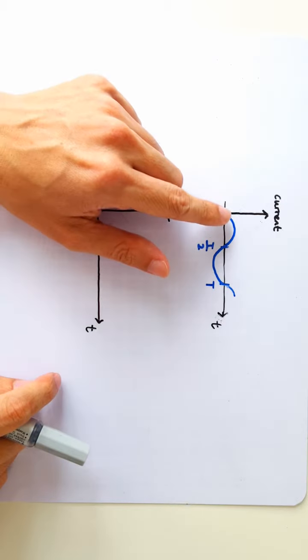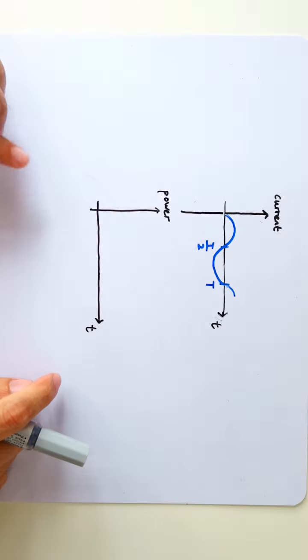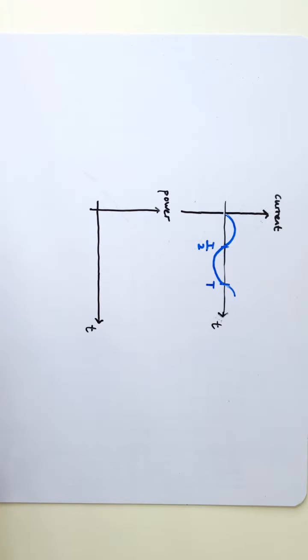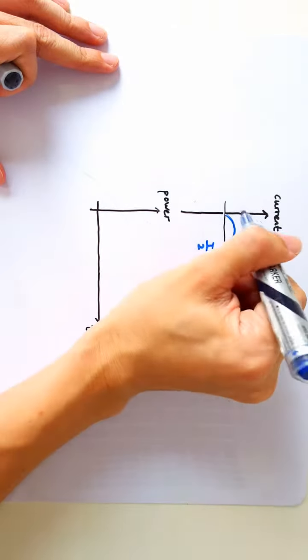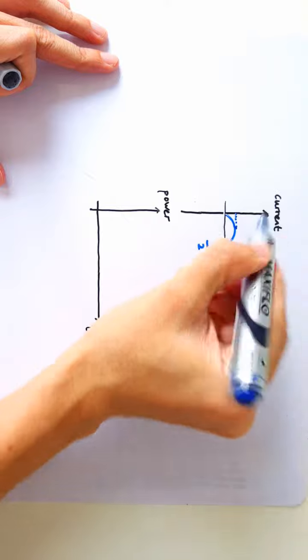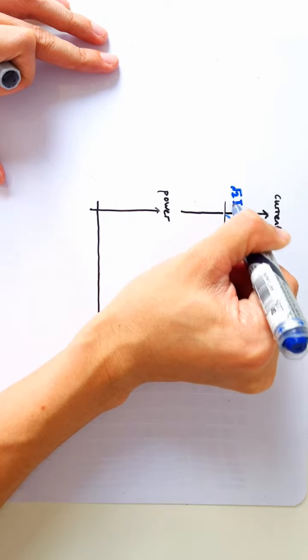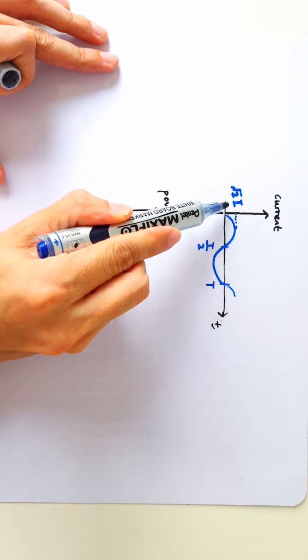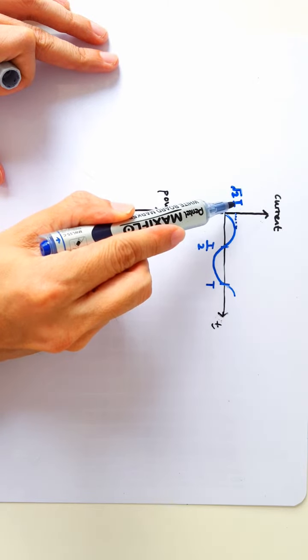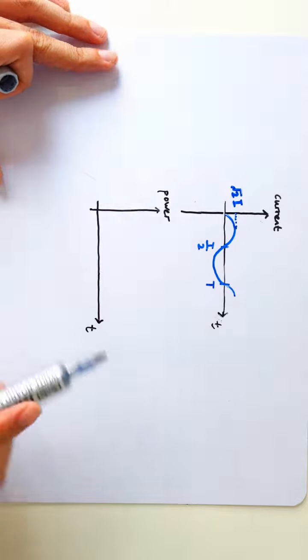Okay, so we have an AC sinusoidal current flowing through a resistor. We were told that the RMS value is I, which means the peak current will be root 2 I, because I is the RMS value. So the peak value is larger by a factor of root 2.